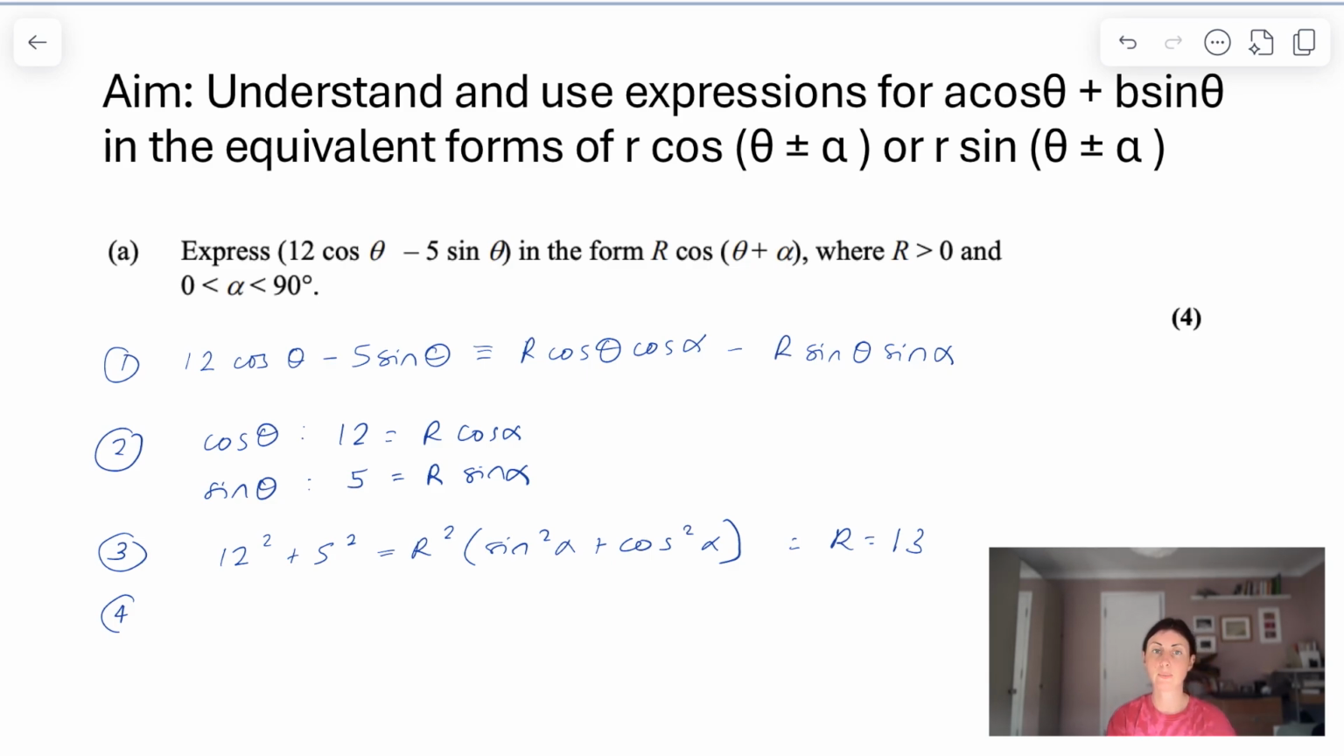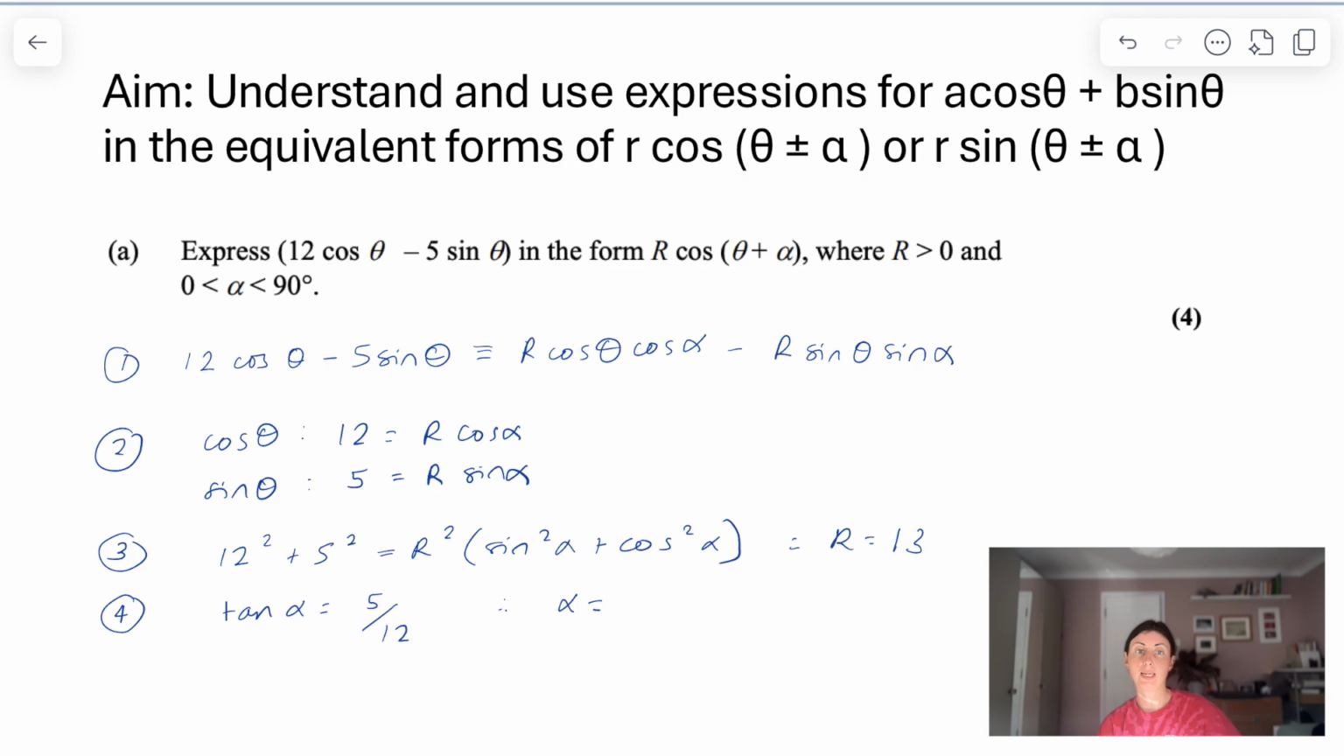And then we can use the year 1 identity, sine over cos equals tan. So in this case, it will be tan alpha equals, the R's cancel, 5 over 12. And I would always recommend my students to store that value using the store button on your calculator.